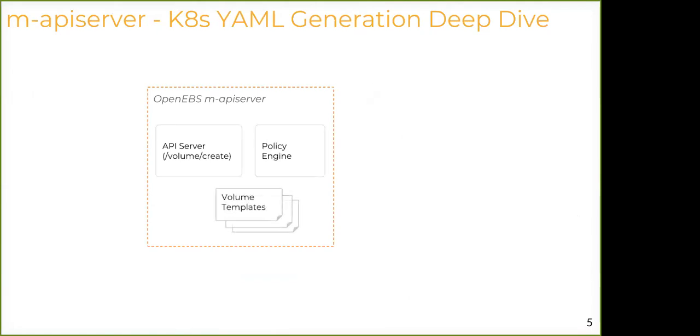All right. So if we look deep into the MAPI server, like I said earlier, it's an API service which exposes some REST endpoints, for example, volume create. It also has a policy engine, and there are something called volume templates. We'll talk more about these in this presentation. We will see that these are the foundational pieces via which OpenEBS is able to tune the scheduler to its requirements, right?